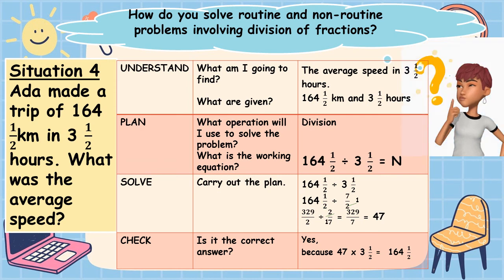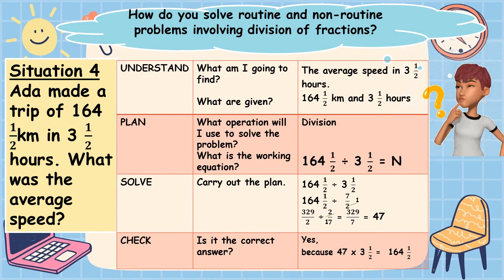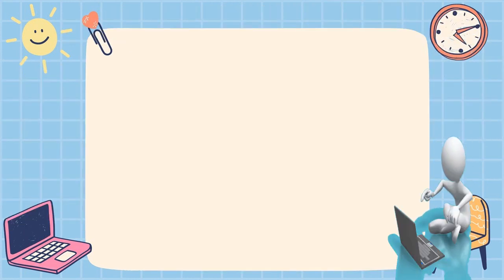In planning, what operation will you use to solve the problem? And that is division. What is the working equation? It is 164.5 divided by 3.5 is equal to m. To solve the problem, you have to carry out the plan. So you can see the solution here in the presentation. You have to check also once you get your final answer. You have to ask yourself if you got the correct answer. And if yes, you have to justify. Yes, because 47 times 3.5 is equal to 164.5.